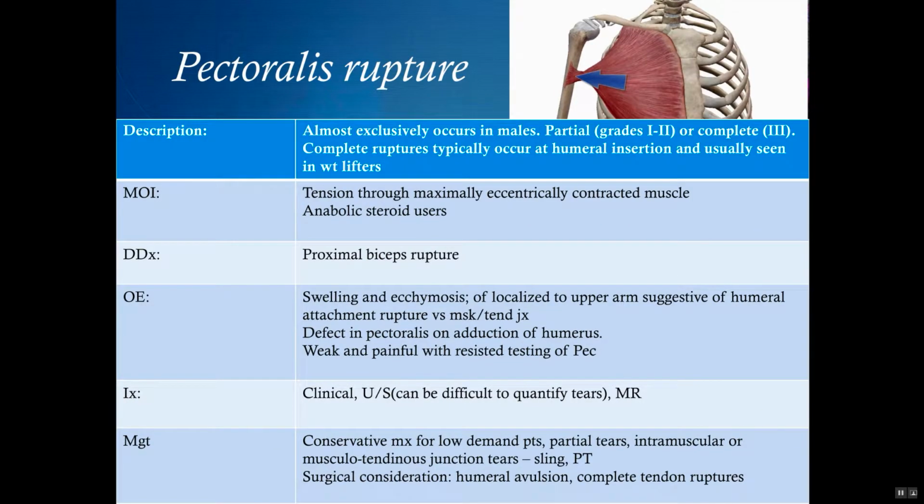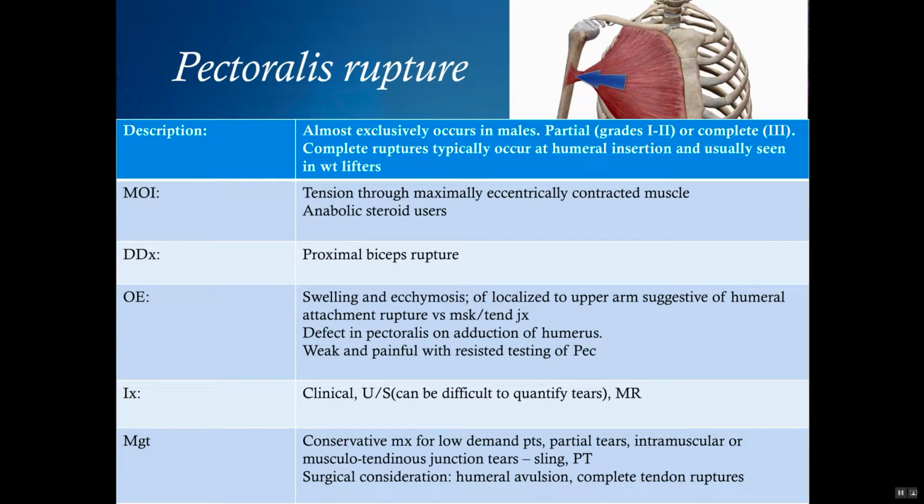Next up, we'll talk about pectoralis ruptures. This is a differential for the previous condition we talked about and vice versa because of their close proximity to each other. Pectoralis ruptures are almost exclusively found in male patients. The typical grading system that applies to most ligament and tendon injuries as far as ruptures may apply here as well, with partial tears being grades 1 to 2 and complete tears being grade 3.